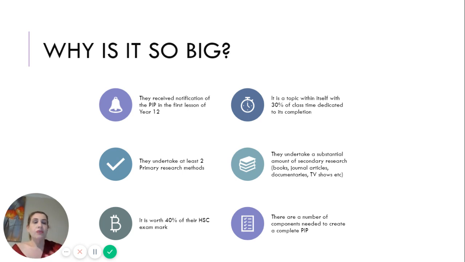Secondary research is what other people have written. So the secondary sources are literature reviews, what are other people saying about it, what other research has been conducted, books, YouTube clips, TED Talks, they're secondary data. And so you want to bring those two together and then make a new meaning about it. They undertake a substantial amount of secondary research. So that's the books, journal articles, docos, TV shows, all of that stuff that they haven't made.